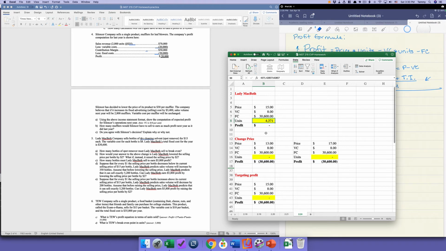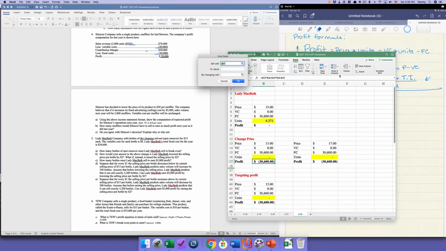Now the next one: how much would your answer change if we lowered the selling price by $2 or if we raised the selling price by $2? So here we have the exact same setup, except this one has a price of 13, this one has a price of 17. So we'll go ahead and use our Goal Seek again. We want to set that to 0 again by changing the number of units.